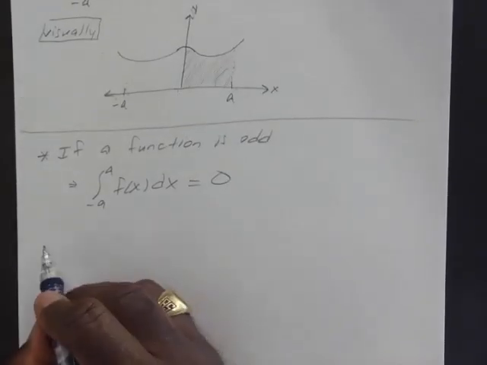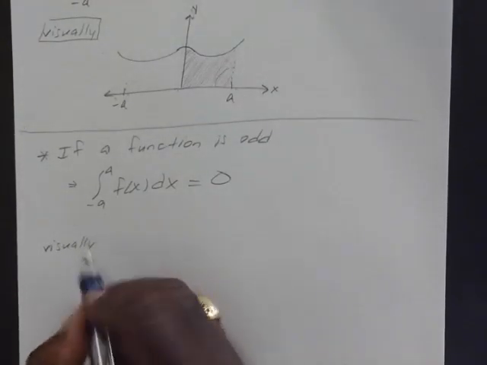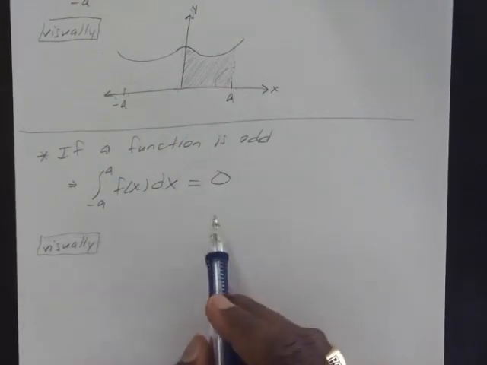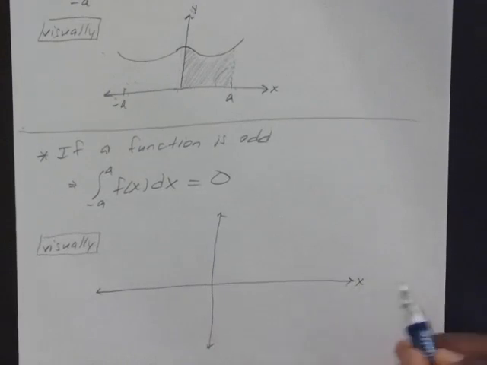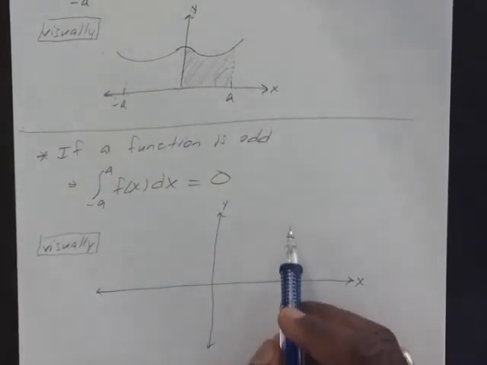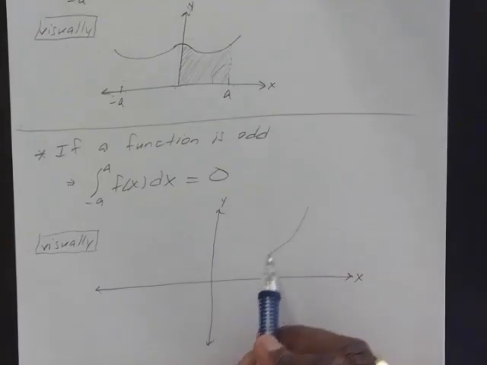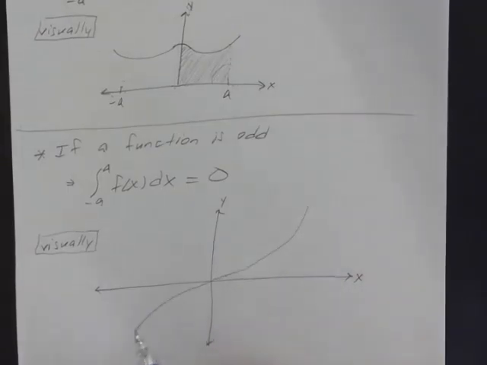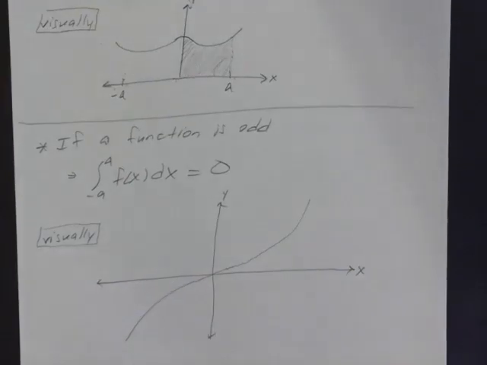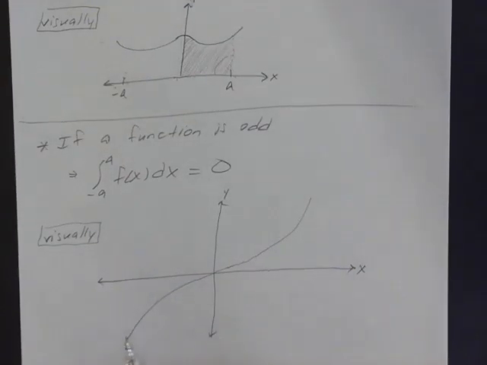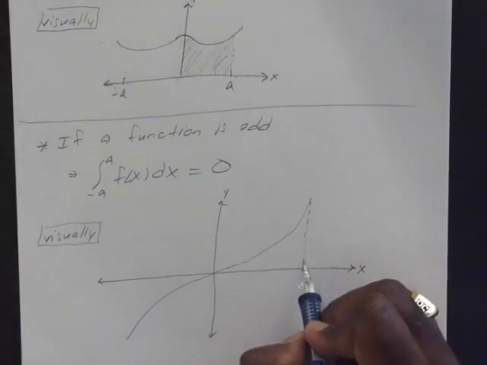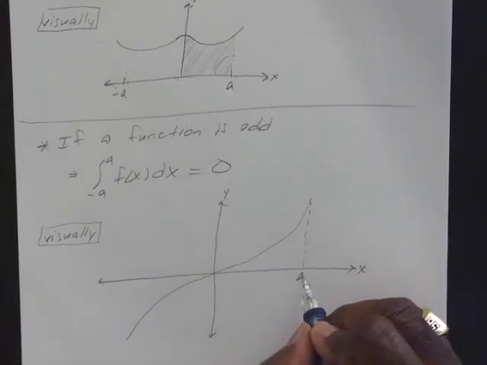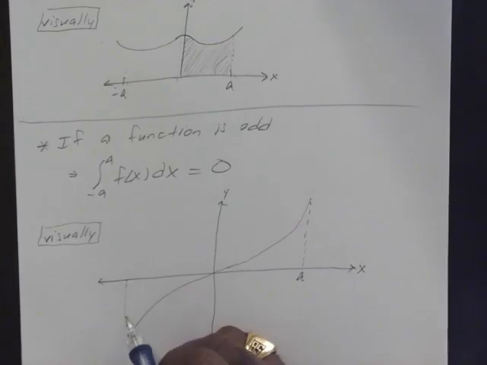Okay, so all that means visually is that if you have some odd function, let's say you have some odd function, kind of looks like that. Pretty similar to the function of x to the third power. And we're looking for the integral from negative a to a.